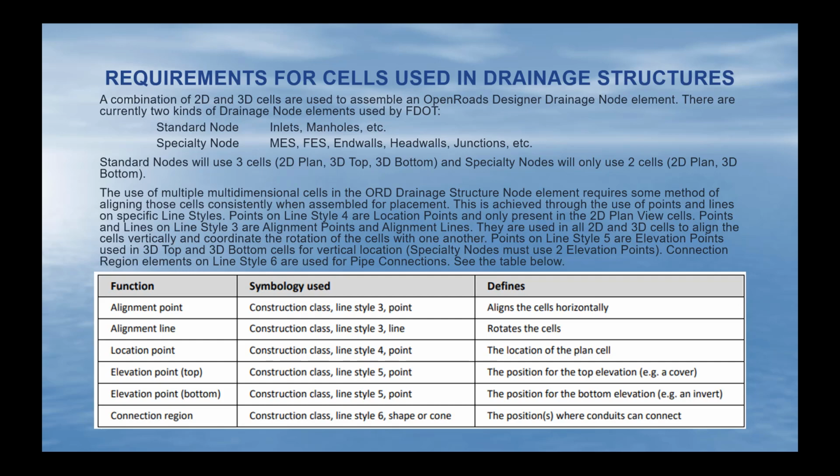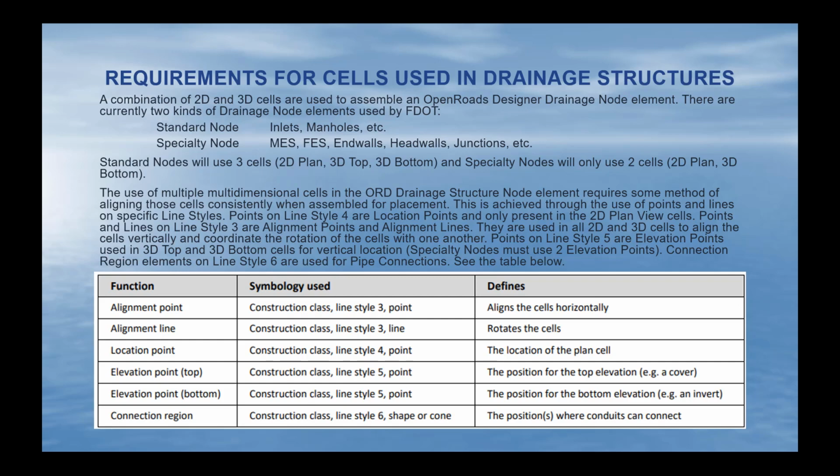This will be in the second of the two 3D cells in a standard node and will be at the top of the slab for the bottom box. This will give you the position of the bottom elevation at this point, that is the invert of the structure. That will be where the invert of your pipes coming in and going out of your structure will align.